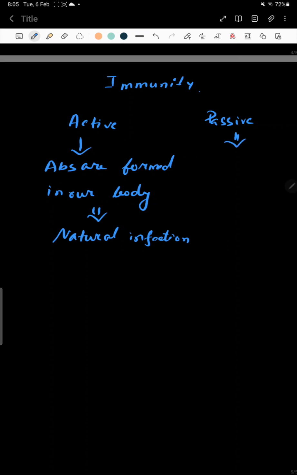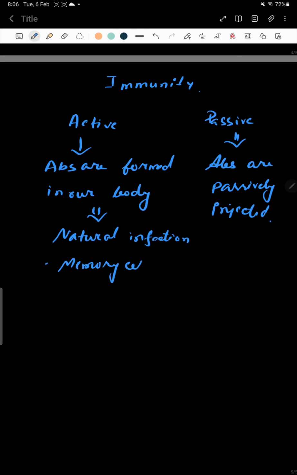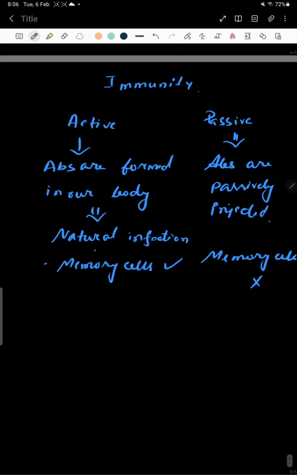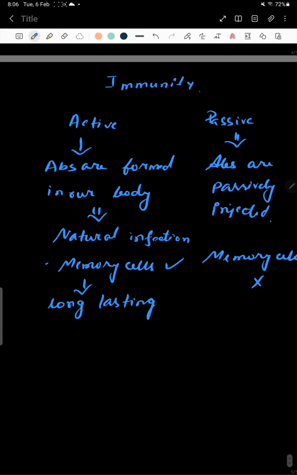Now in passive immunity, the antibodies are passively injected. In active immunity, memory cells are formed. But in passive immunity, memory cells are not formed. So, as memory cells are formed, it is a long-lasting response. But here, memory cells are not formed, so it is short-lasting.